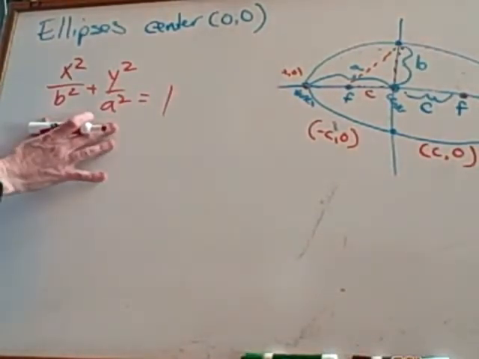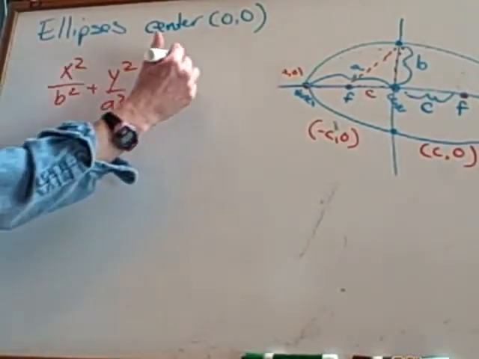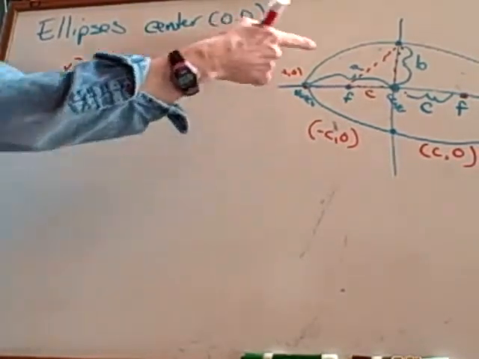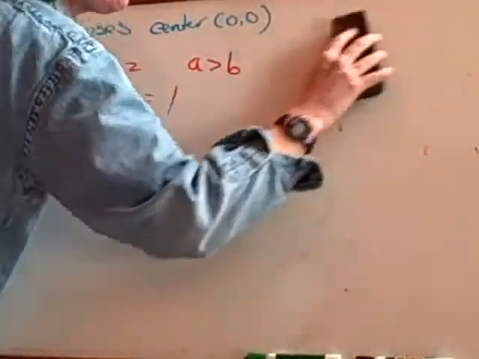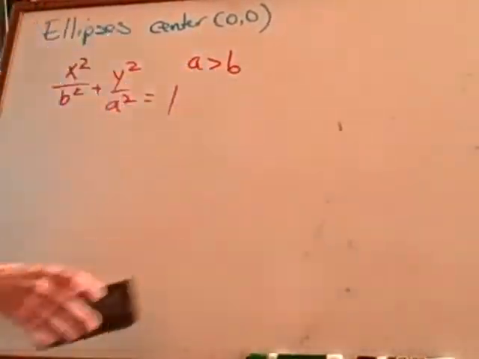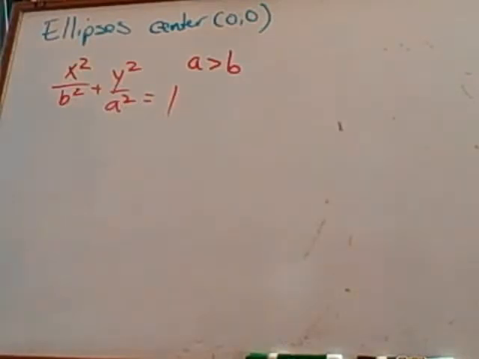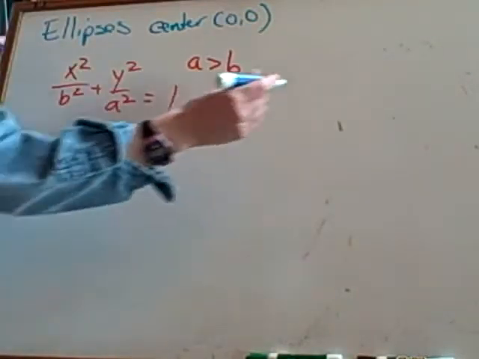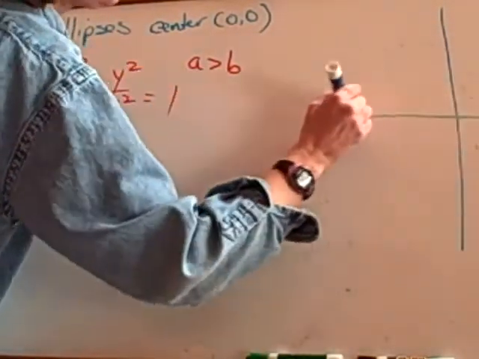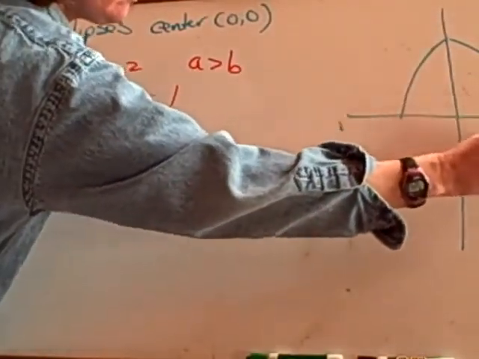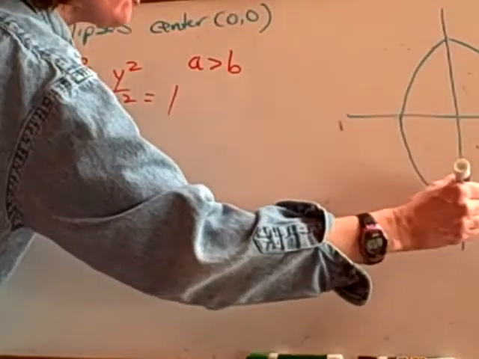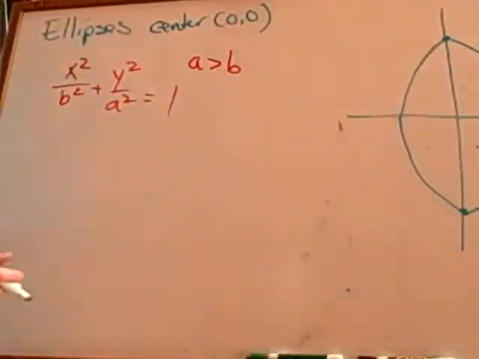Now the only thing we did was change where the a and b are located. A is still bigger than b. This picture no longer applies. Why? Because the larger number is under the y squared, which means I have a vertical major axis. So we're going to draw that. You can put that in the bottom of your second column. So I'll try to draw an ellipse here. And there's one there. Okay? So basically it's going to be the same thing kind of turned on its head.